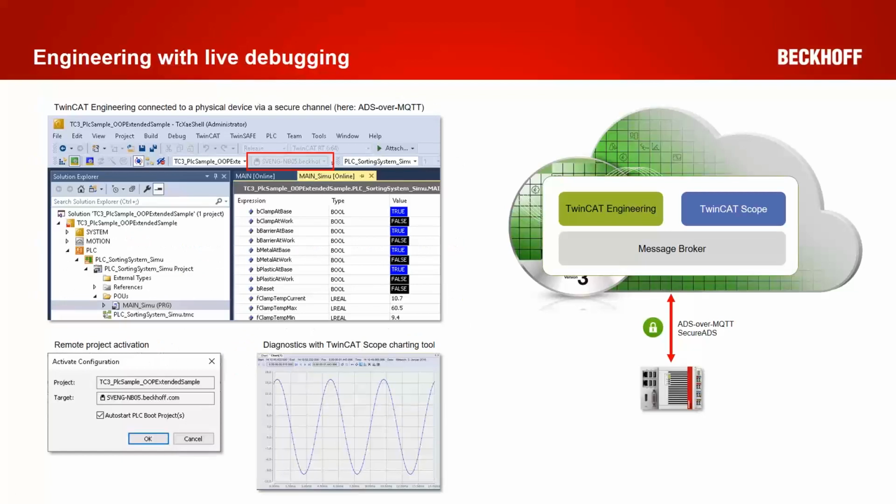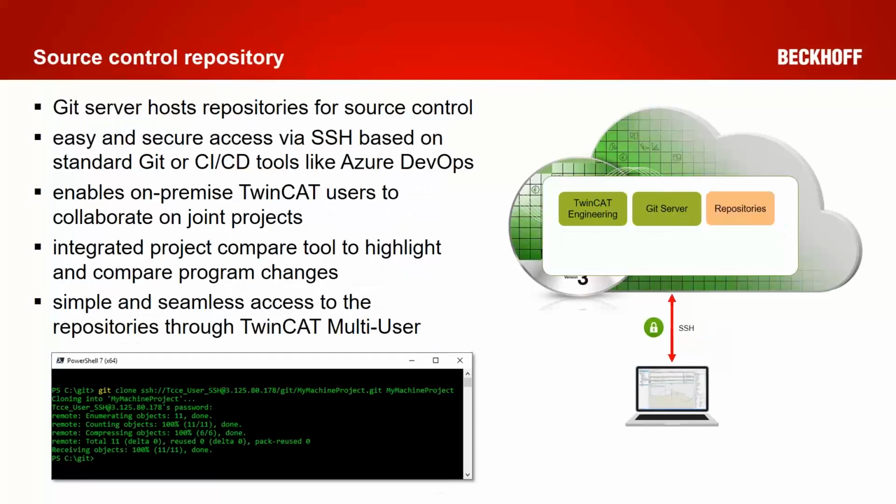And together with that, of course, also all the engineering tools available within TwinCAT. TwinCAT Scope, for example. So you can do live diagnostics using TwinCAT Scope. You can use the PLC control to log in to your PLC program that's running on the controller. You can set breakpoints, you can change variable values. So everything that you know from your on-premise TwinCAT workflow, you can also do on a TwinCAT Cloud Engineering environment.